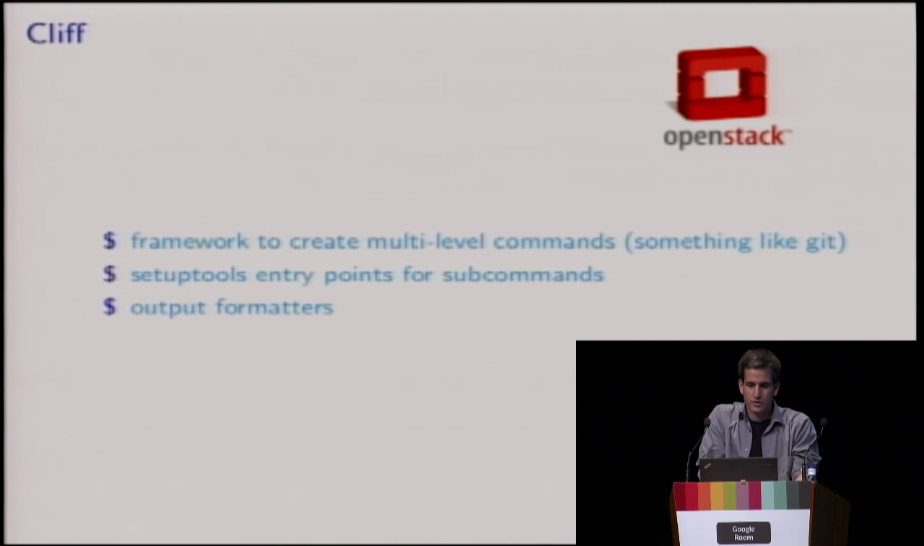The third one is Cliff. It's from a developer from OpenStack, and Cliff is more like a framework for multi-level commands, something like, for example, git, where you have git add, git push, and so on. And for its subcommands, it uses setuptools entry points. So you define an entry point in your setup.py, and then Cliff will find it, and I will show you that later on. And it also comes with output formatters. I have a little demo. It's better I show you that later.